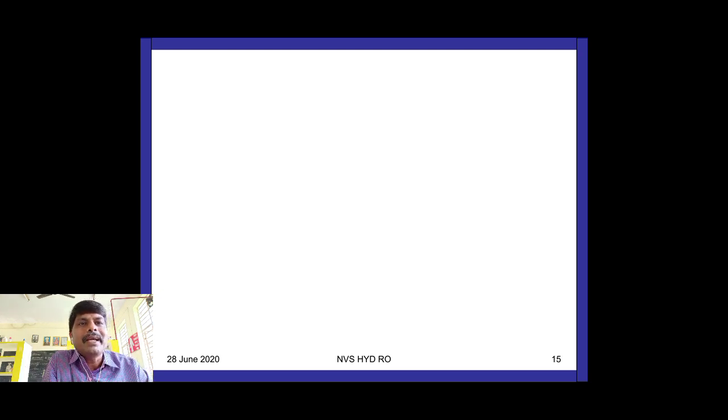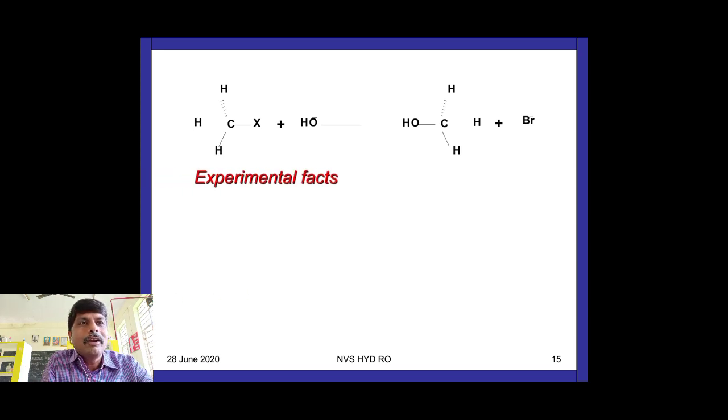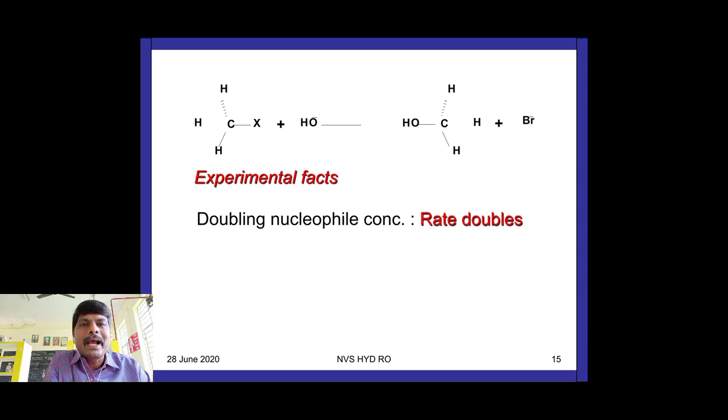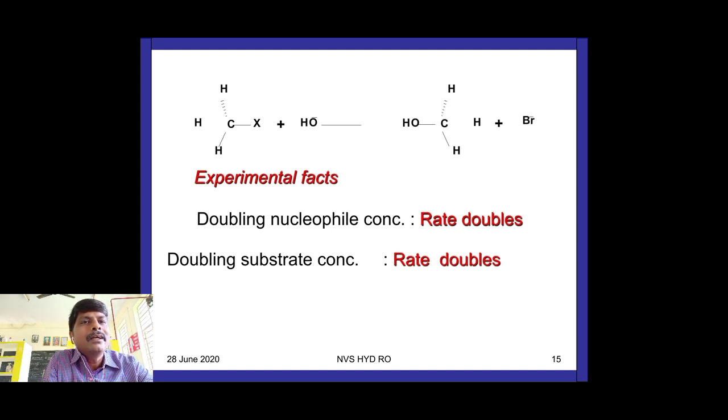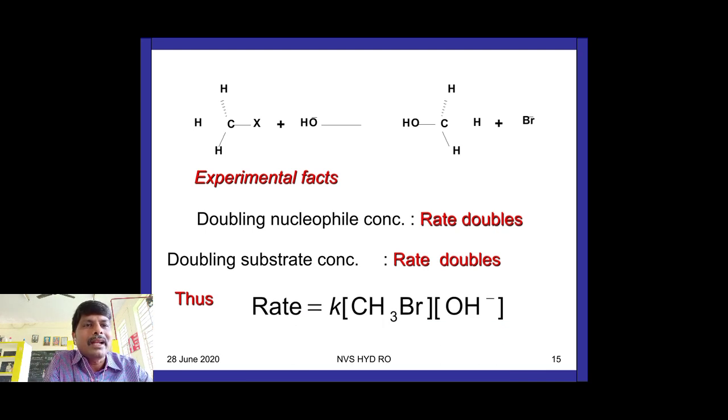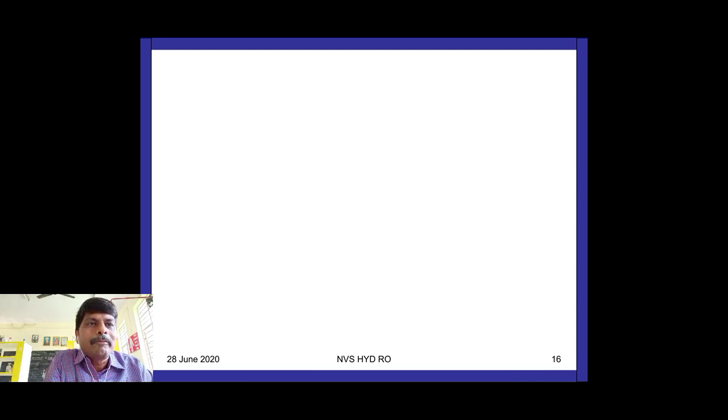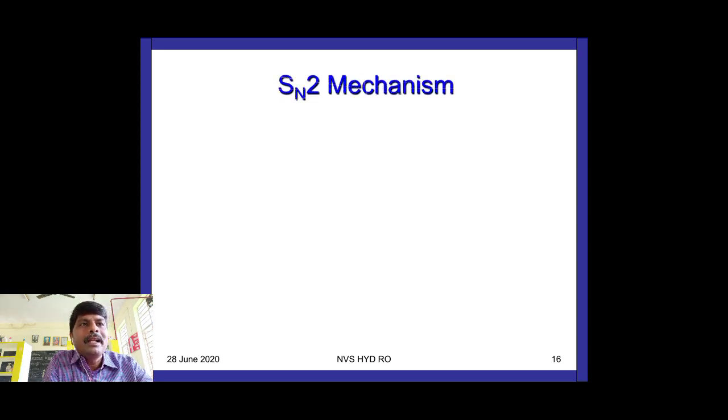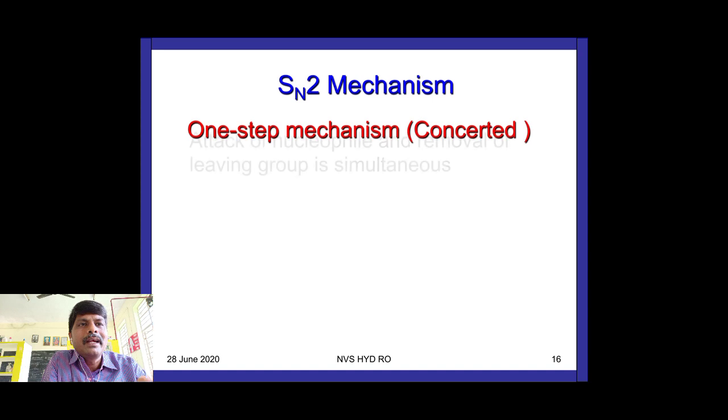The SN2 mechanism follows only a single step. In one step only, the nucleophile will attack the alkyl halide from the back side. One transition state will form. That transition state only will give the product. Here, double the concentration of nucleophile, the rate doubles. Double the concentration of alkyl halide, the rate doubles. That means the rate depends on the concentration of alkyl halide and the concentration of nucleophile. So the order is 2, and the molecularity is also 2.